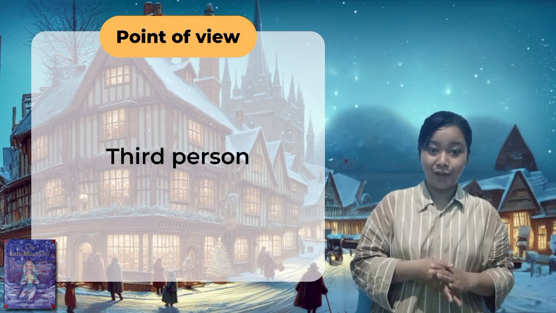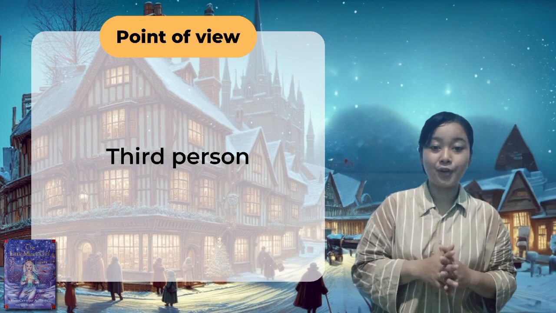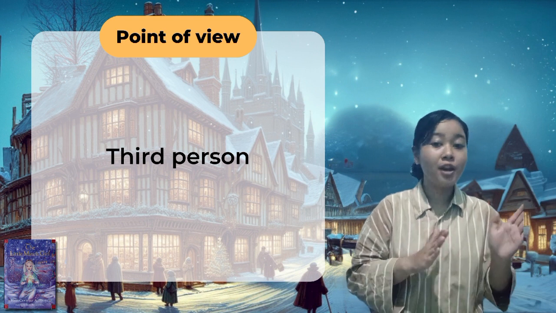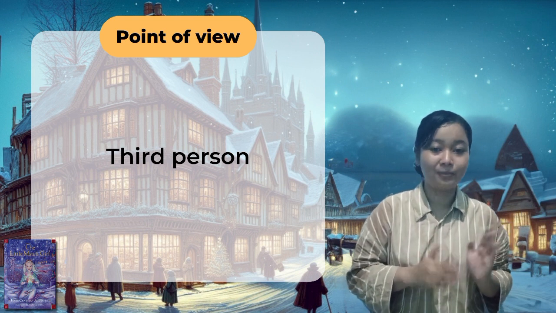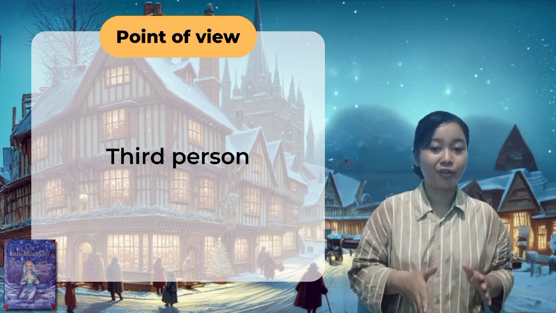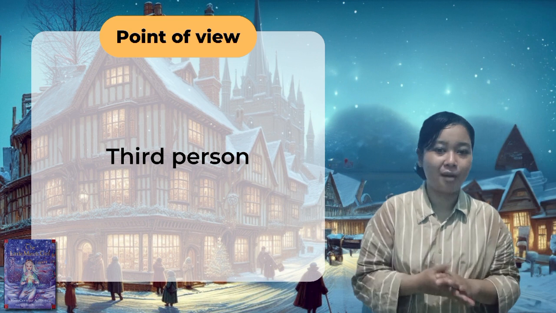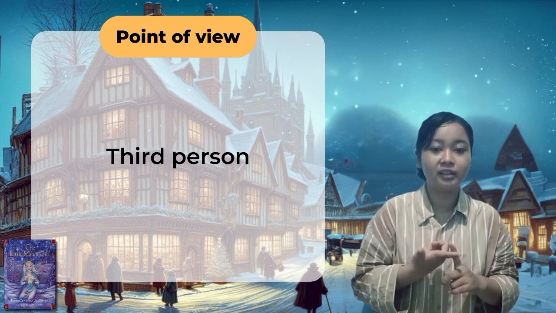Point of view. The point of view is who tells the story, and the point of view in the story is third person. The story is told by a narrator who knows everything about the girl and what she sees and feels.